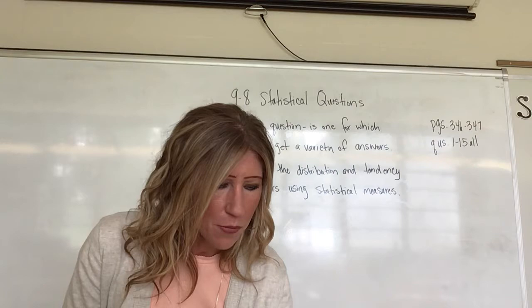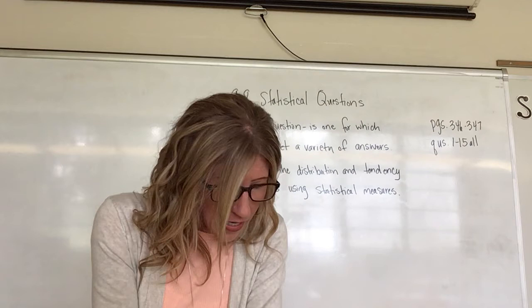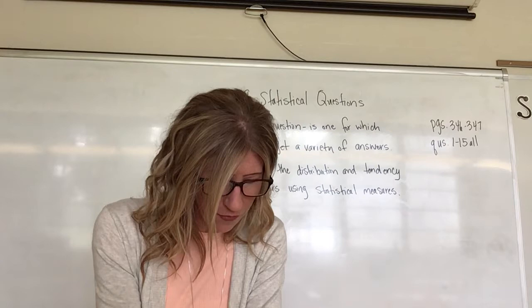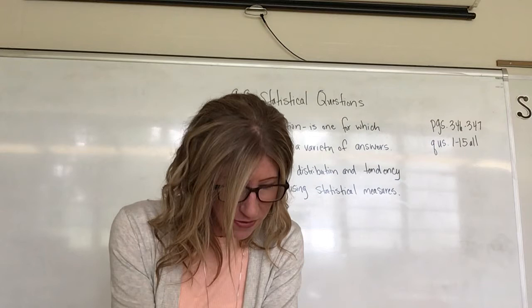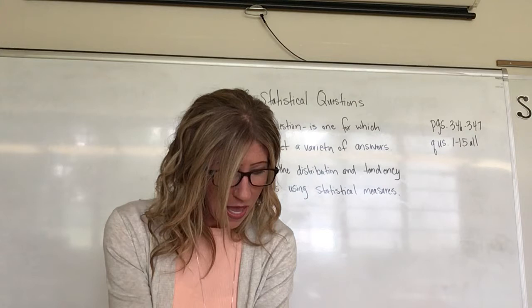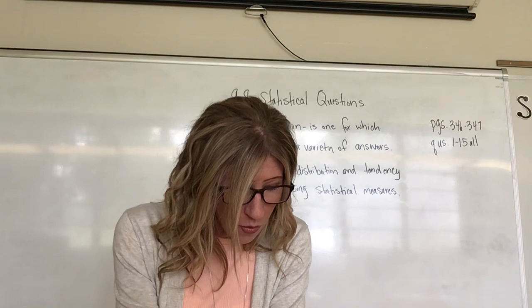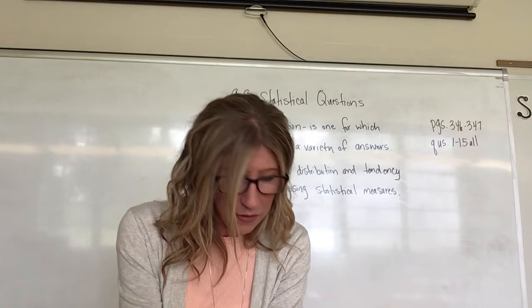Okay, now up at the top, it says there's a quick check. So let's see if we're getting the hang of this. It says, tell whether the question is a statistical question. If it is, identify possible answers. If not, explain why not. Okay, A, let's look at this one. How many students are taller than 6 feet? Well, that is not statistical because there should only be one possible answer.